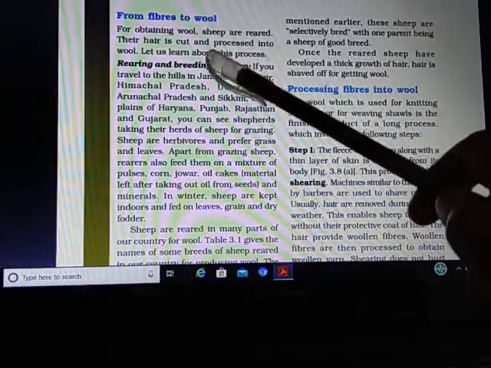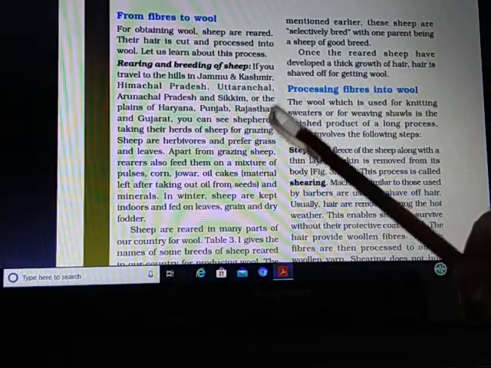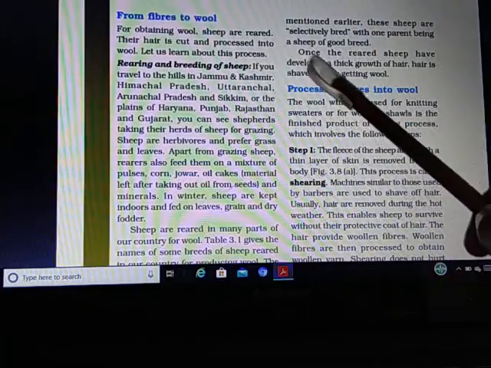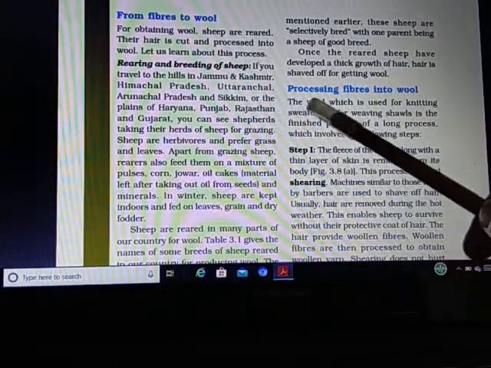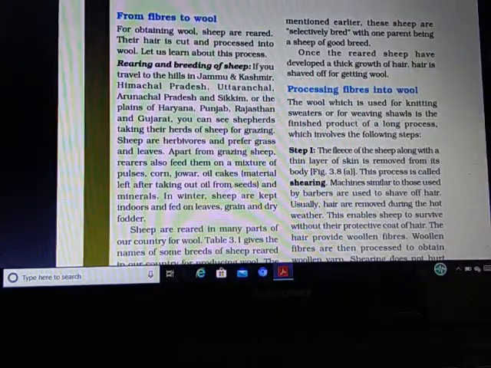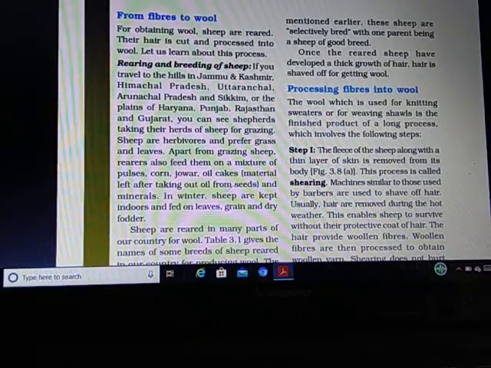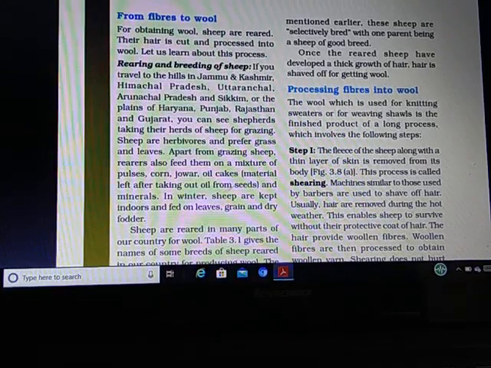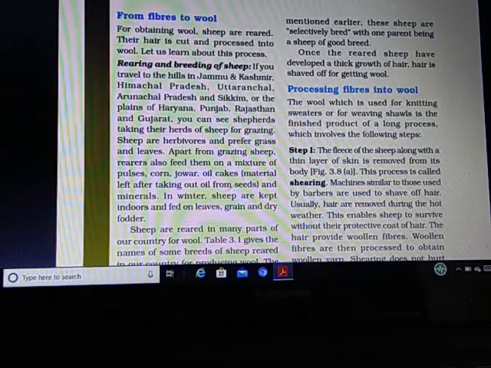Now, if you travel to the hills in Jammu and Kashmir, Himachal Pradesh, Uttaranchal, Arunachal Pradesh and Sikkim, or plains of Haryana, Punjab, Rajasthan and Gujarat, you can see shepherds taking their herds of sheep for grazing. Whenever you are traveling to the hills, there are several states given, like Jammu and Kashmir, Himachal Pradesh. So, while traveling, we see different types of shepherds.